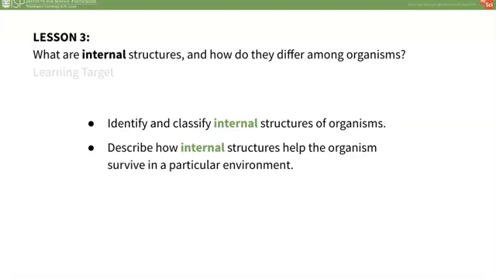This lesson, coupled with Lesson 2, will support students in Lesson 4 and 5, where they will consider what causes an animal to behave a certain way and how external and internal structures work together as a system of parts that help an organism survive, grow, and reproduce.